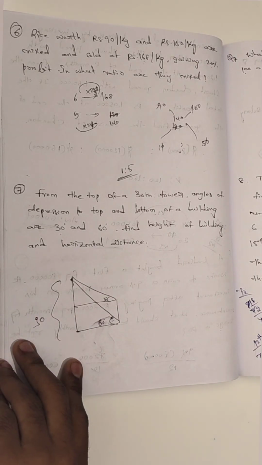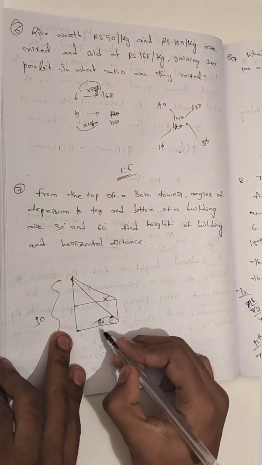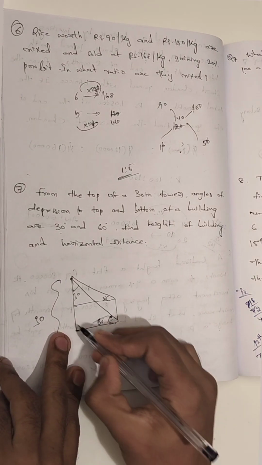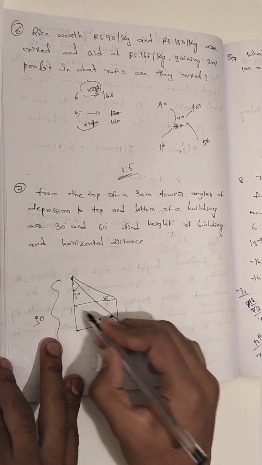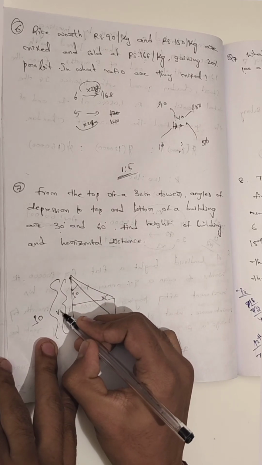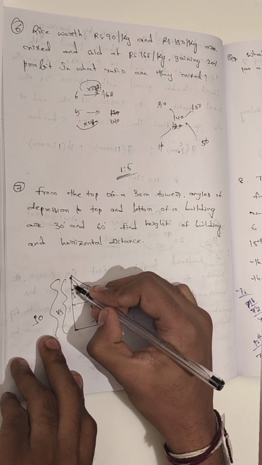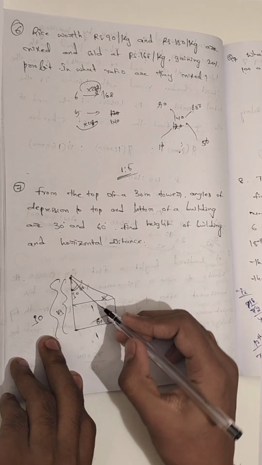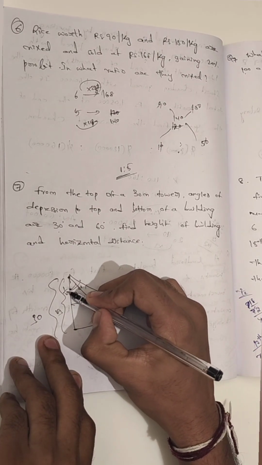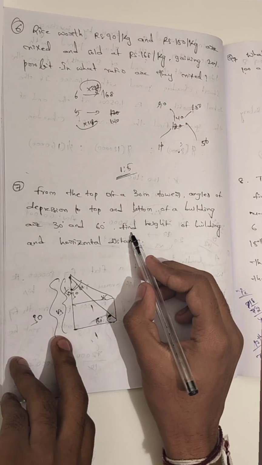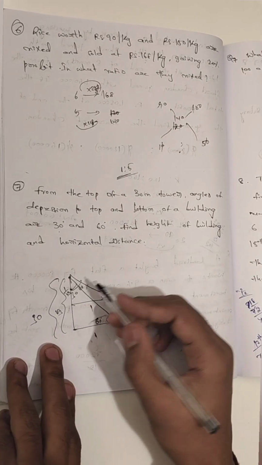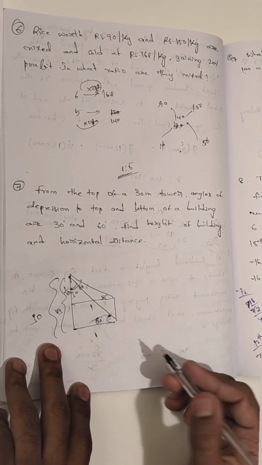I am going to write the ratios for this. Okay, here it is 3 and 1. This entire is root 3 and it is also 1. This entire becomes 60 degrees. Here it is 1 by root 3. They are asking about the two values. Find the height of the building. The height of the building is root 3.